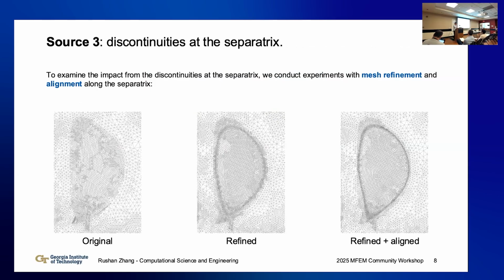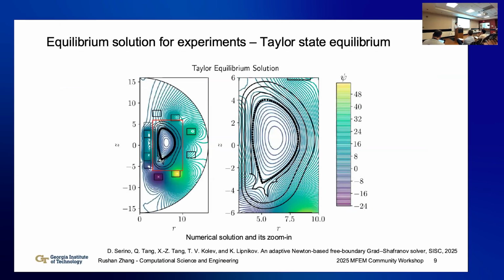And the third one is the discontinuity at the separatrix. In order to test it, we conduct a refinement along the separatrix. At the same time, instead of just doing refinement, we also do refinement with alignment between the mesh and the separatrix. We'll see whether this further alignment will result in less error. Our experiments are based on the Taylor state equilibrium that is obtained from our previous work on GS solvers.